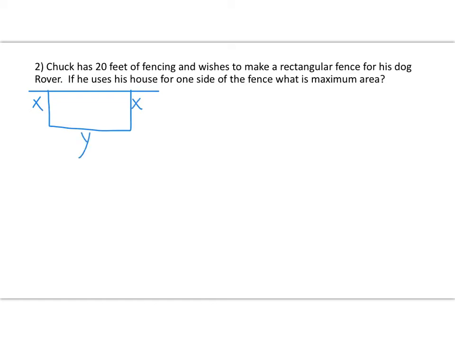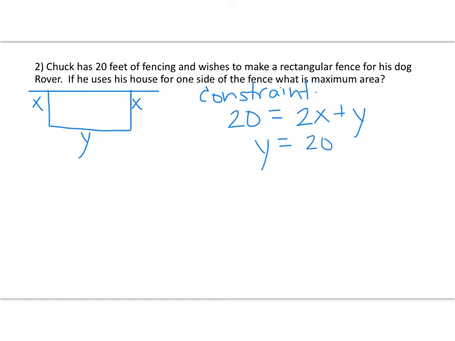And I know that my constraint here is the amount of fencing I have, right? I can't increase or decrease the amount of fencing. I have 20 feet of fencing, and that has to equal those three sides, 2x plus y. So I can write everything in terms of one variable. I'm going to rewrite this in terms of y, so y equals 20 minus 2x. Now I'm trying to maximize my area. So my area, in this case, my length times width, is going to be x times y.